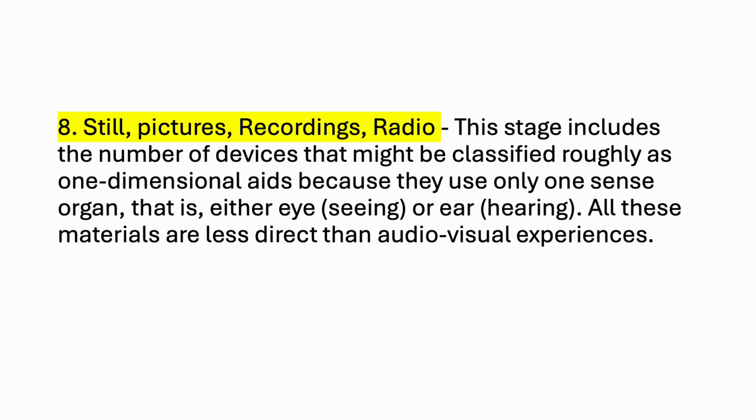So we also have still pictures, recordings, and radio. This stage includes a number of devices that may be classified roughly as one-dimensional aids because they use only one sense organ, and that is our eye, or it could be our ear. Just like what you're doing now, this is what I call still pictures or recording radio.